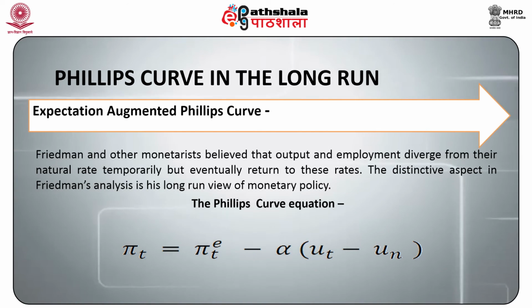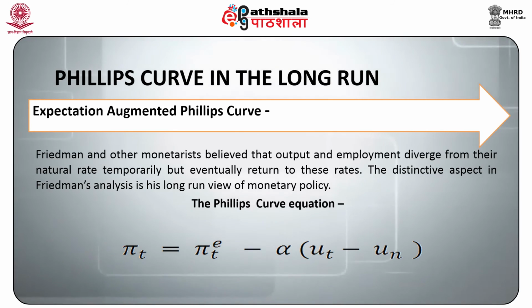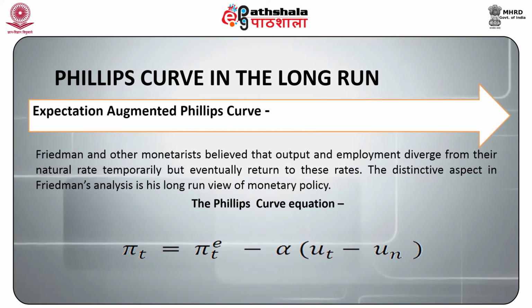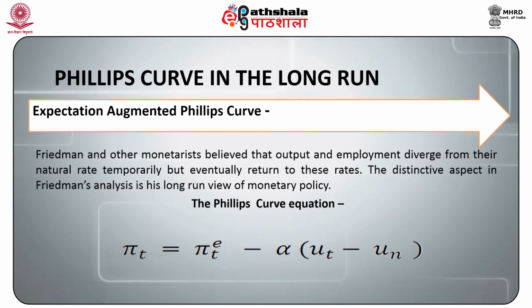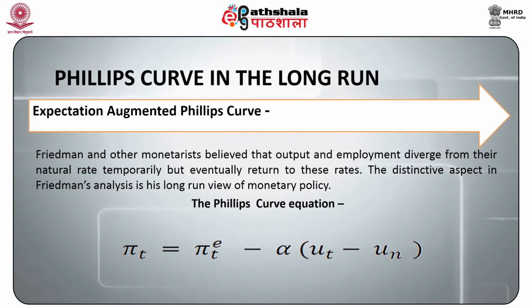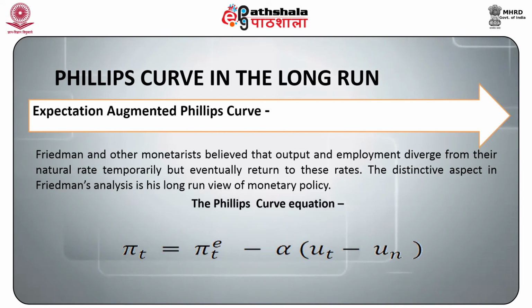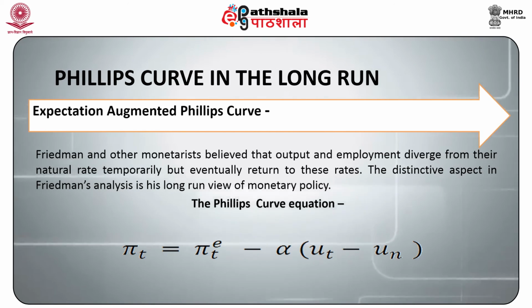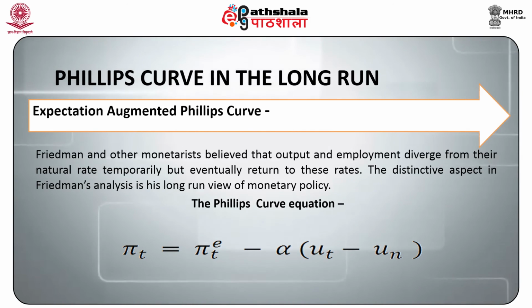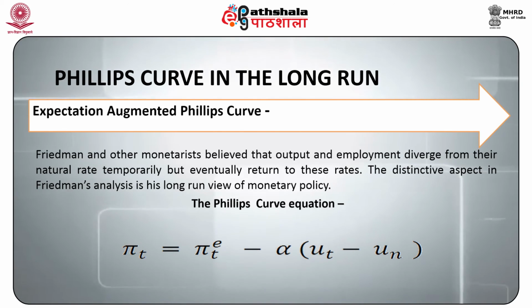We can write the Phillips curve equation as follows. Pi t equals pi t to the power e minus alpha into ut minus un, where actual inflation given by pi t now depends on the expected inflation given as pi t to the power e and deviation of unemployment given as ut from the natural rate un. The equation shows that when actual inflation is equal to the expected inflation, unemployment is at the long run equilibrium.